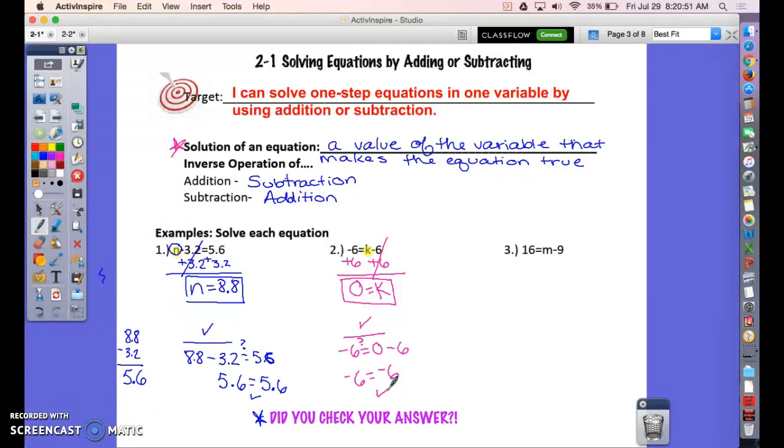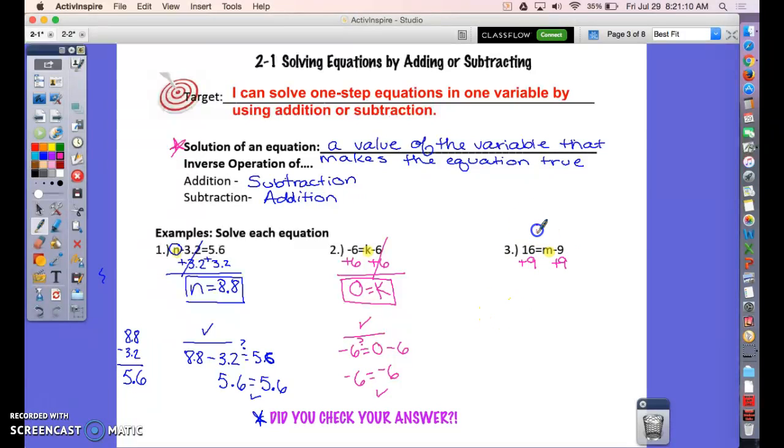All right, perfect. Let's look at number 3. Again, highlighting my variable, I can see that my variable is on the right again. What is happening to m? Well, I can see that I am taking away a 9 after the m. So I would want to add 9 to both sides of the equation.